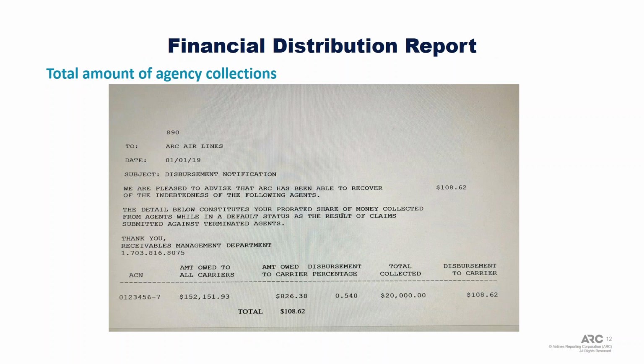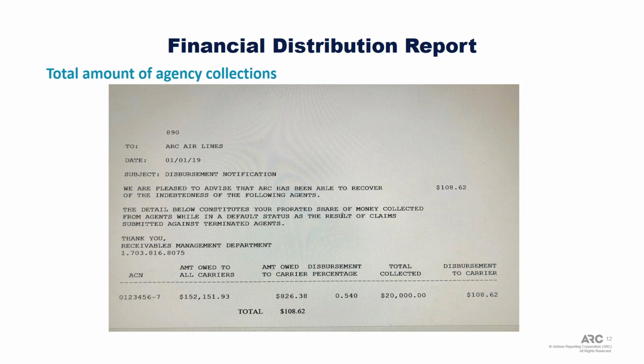The financial distribution report. This report is used to provide support when you receive a check from ARC. The first thing you should do is log into this report, CARRSDS, to see if this applies to that check payment. And most of the time it does.